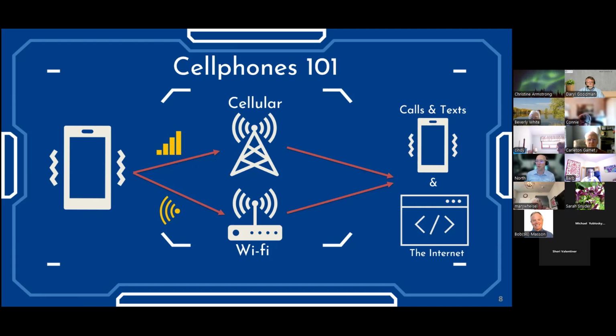The other way that your phone connects is through the Wi-Fi. I call it the Wi-Fi Pi. It's just a clever little name there to remember. That is something that you manually have to connect to, whether it's your home Wi-Fi or there's a Wi-Fi at the senior center or wherever you may go. So those are the two ways that your phone connects, either through the cellular network or through Wi-Fi.